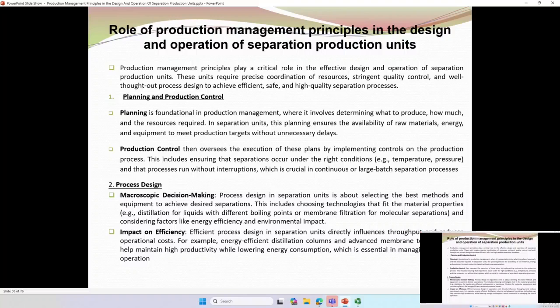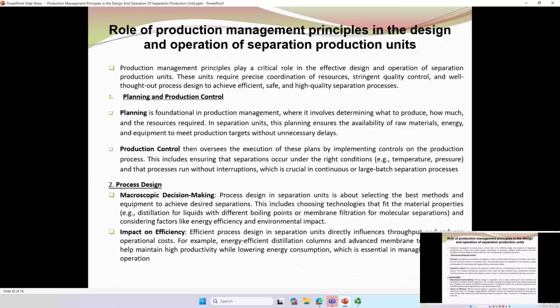And this includes ensuring the separation occurs under the right conditions, temperature, pressure, and that the process runs without interruption, and so on and so forth. So that is what? Production planning and control. That is one principle. The second principle is process design. For process design, I know some of us will understand it. Process design. We can have microscopic decision making and what is the impact.